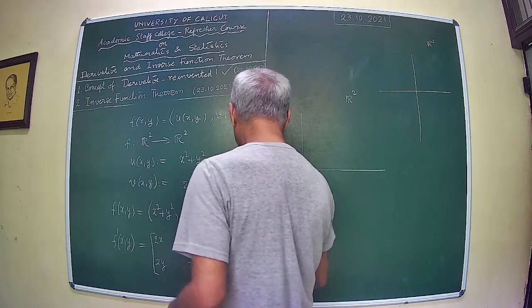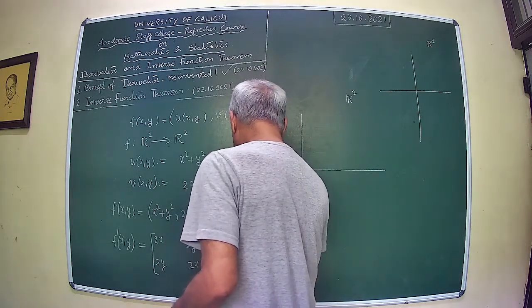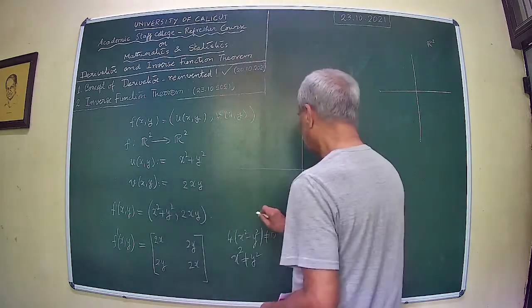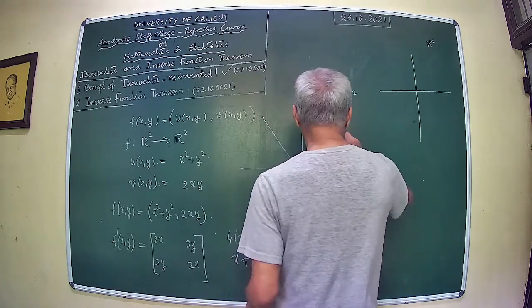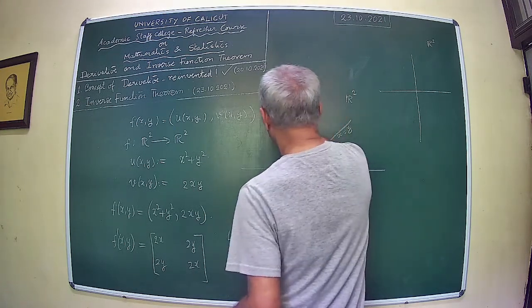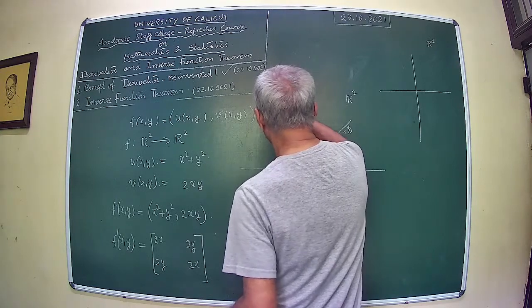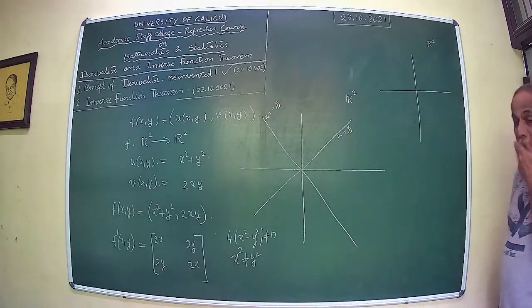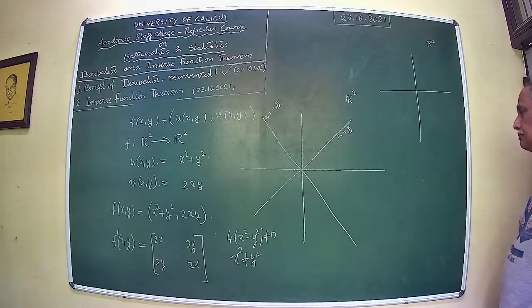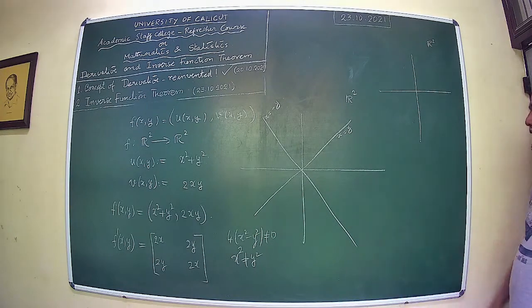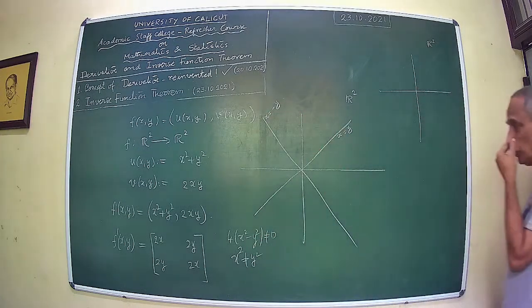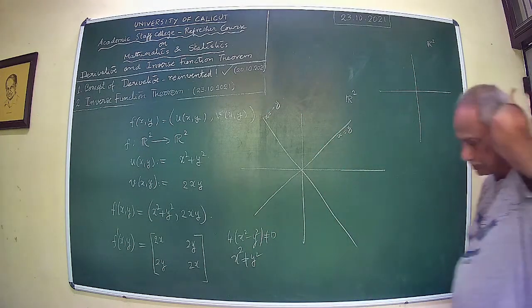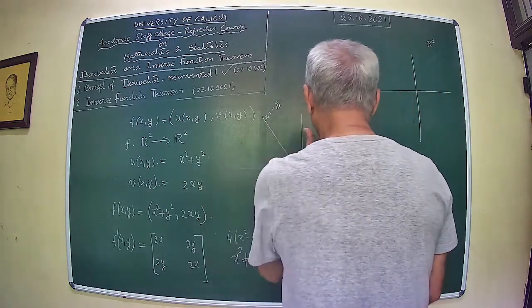not equal to 0, or x square is not equal to y square. It is along the lines x equal to y and x equal to minus y, these two lines, that the function is not invertible. Everywhere else f derivative exists and is invertible. So except along these lines it is invertible. Now look at this map. What is the nature of this map? First of all, what is the range of this map?